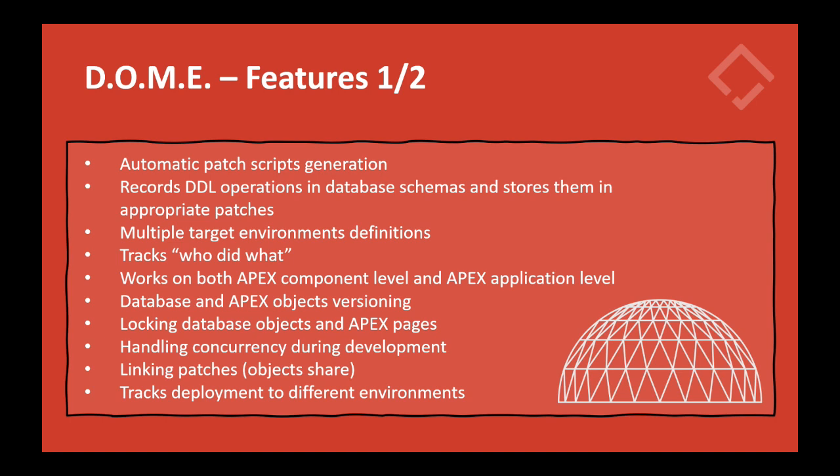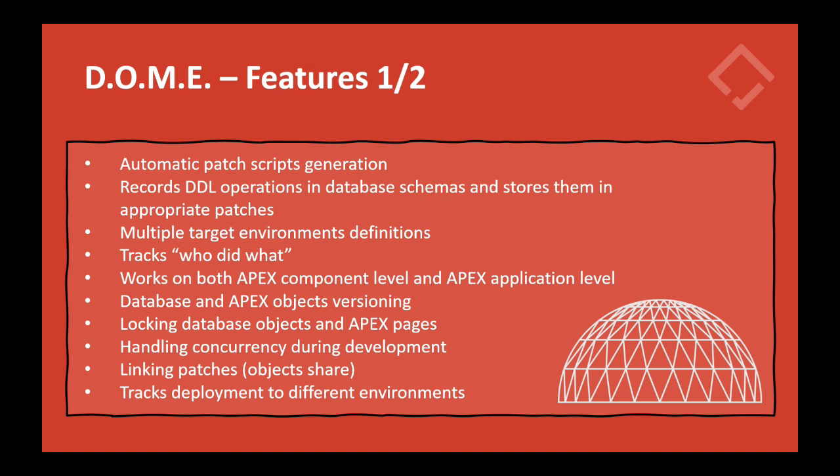The second important feature is that D.O.M.E can record your DDL operations in a development schema and store them in your current patch. This really lowers the chance of forgetting some DDL statement and ruining the complete patch. The third important feature of D.O.M.E is that it tracks who did what, meaning that at every moment you can see who changed which object, in which patch it is included, to which upgrade it is related, if it is installed on some certain environment, and so on and so on.